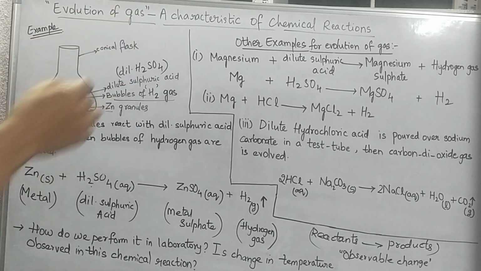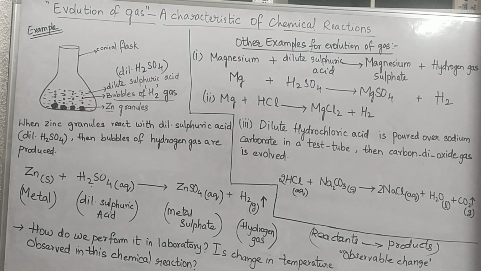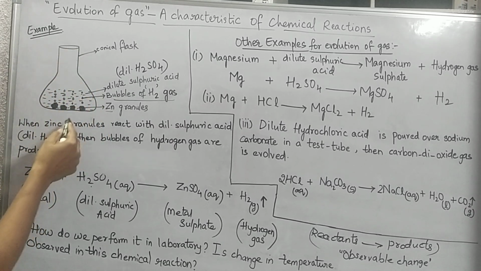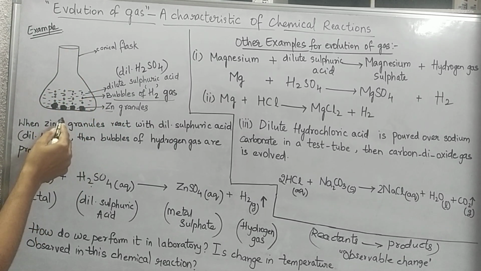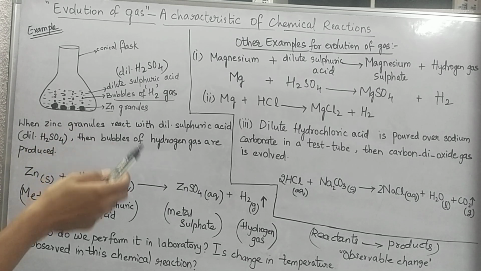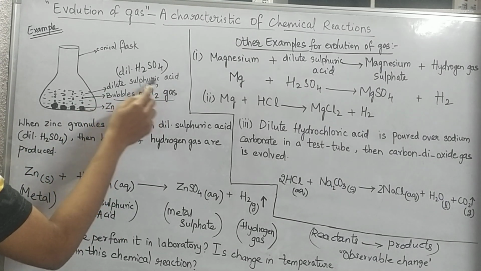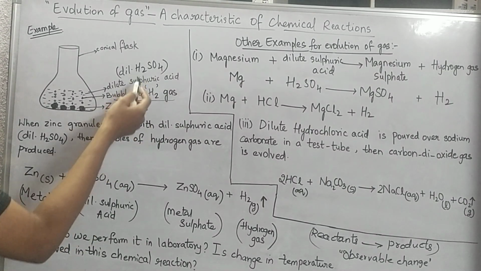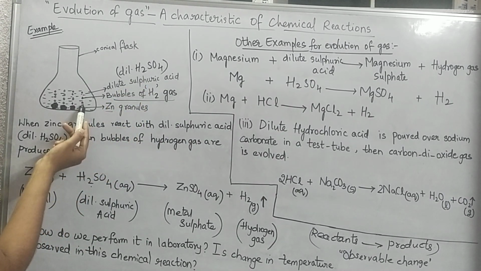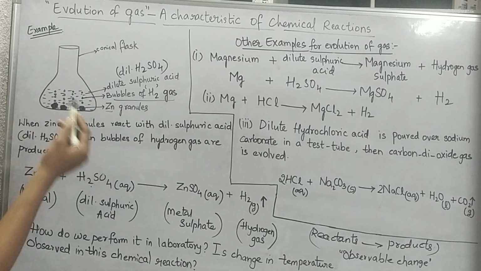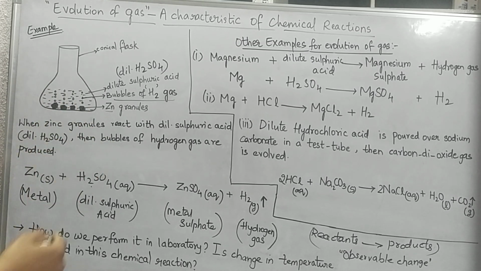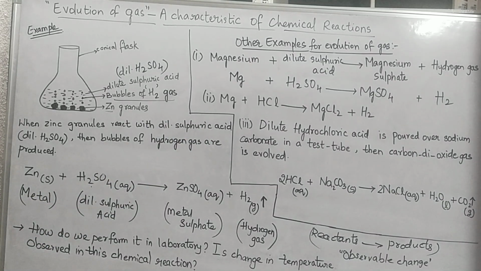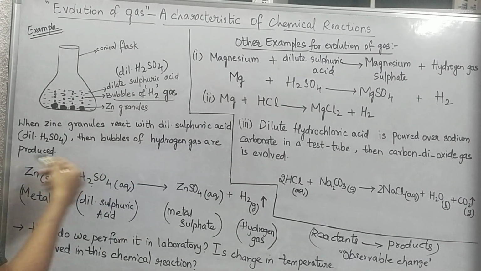We'll study this through an example. First, in this diagram we can see that they have taken a conical flask, they have added zinc granules to it, and then later we have to add dilute sulfuric acid, which is dilute H2SO4. What happens when we add dilute H2SO4 to the zinc granules? Bubbles of hydrogen gas are evolved. So when zinc granules react with dilute sulfuric acid, bubbles of hydrogen gas are produced.